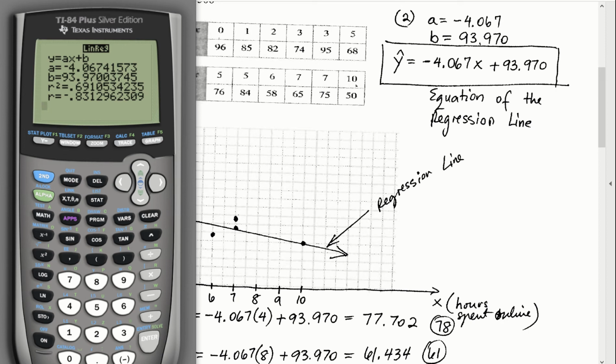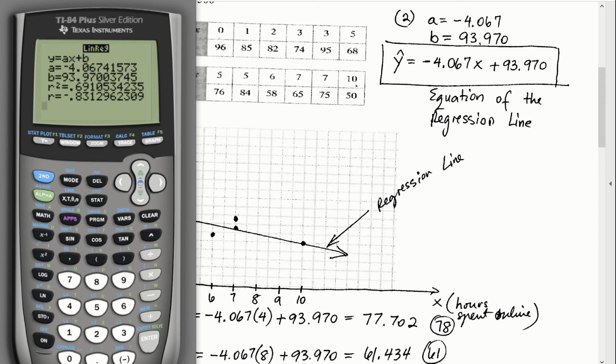The regression equation, the new thing in 9.2, is this equation here. The calculator reminds us that it's going to be of the form ax plus b. So this is our linear regression equation. And directly below it, it tells you the value for a, which is the coefficient of x, and it tells us the y-intercept, which is the value for b. So our regression equation, rounded to 3 decimal places, would look like this. It's the equation y hat equals negative 4.067x plus 93.970. So this is our regression equation.